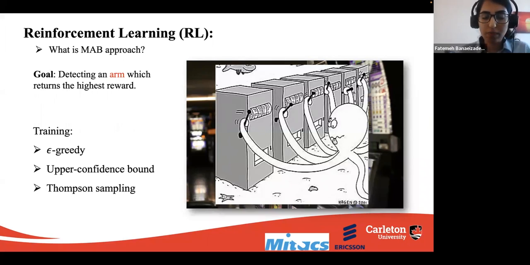And by following this process of training, we will realize which of these slots will return the best action for us. In this presentation, I will explain just 3 approaches which we use in our research: epsilon greedy, upper confidence bound, and Thompson sampling. But how do these algorithms work and help us detect the best action, which returns the highest amount of reward?